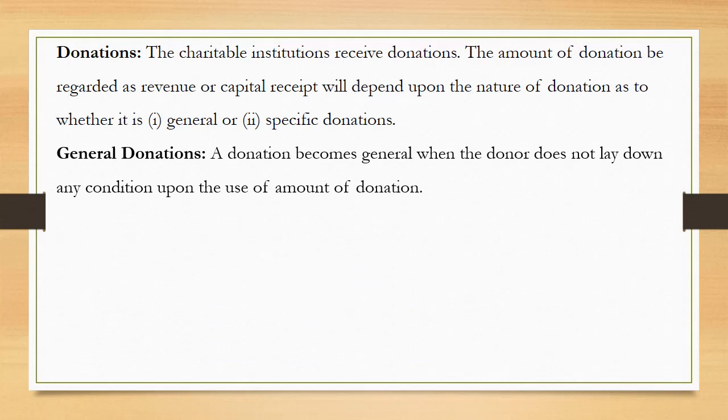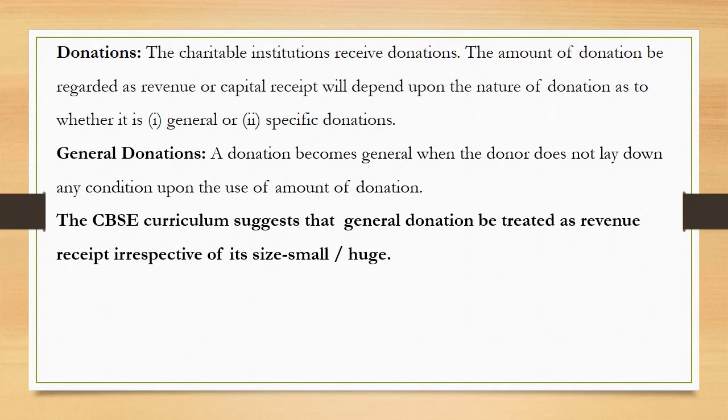Let us see general donations. A donation becomes general when the donor does not lay down any condition upon the use of the amount of the donation. General donations are to be treated as revenue receipts irrespective of their size, small or huge. So whatever amount of donation has been received without specifying any purpose is a general donation, and it is to be treated as a revenue receipt, and being a revenue receipt, it has to be credited to income and expenditure account.